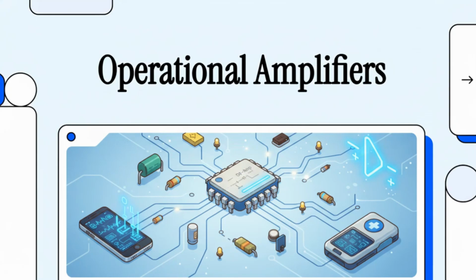You know, when you look inside pretty much any piece of modern electronics, your phone, a car, even medical equipment, you might wonder how they build such complex stuff. Well, a lot of it boils down to one single incredibly powerful component. Today, we're going to talk about the operational amplifier, or op-amp. It's the true building block of just about everything.